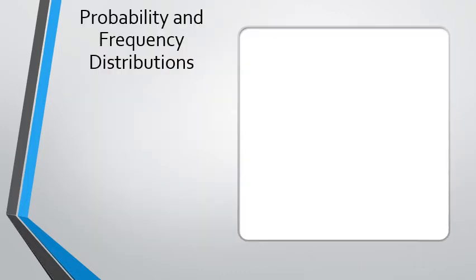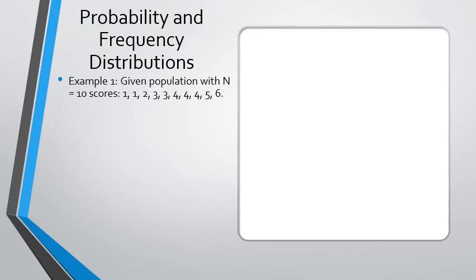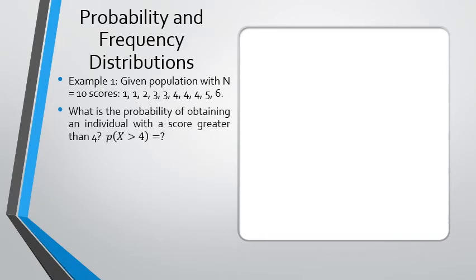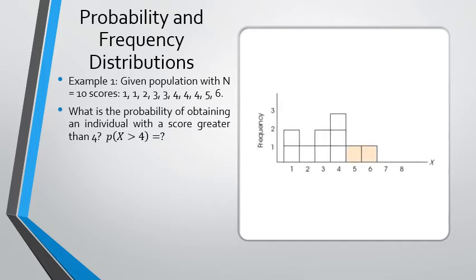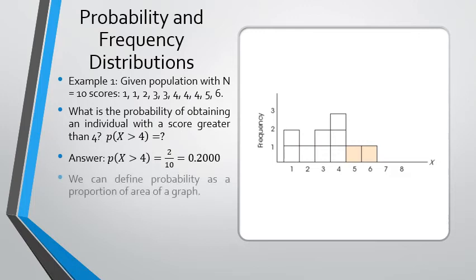So, probability and frequency distributions. Let's say that you're given a population with 10 scores. What is the probability of obtaining an individual with a score greater than 4? Well, we can put it in a histogram if we want to see the scores. So scores greater than 4 would be a score of 5 and 6, right? So the probability of a score greater than 4 would be 2 scores, 5 and 6, out of the total of 10 scores, which would give you 0.2000, or 20% of the scores.